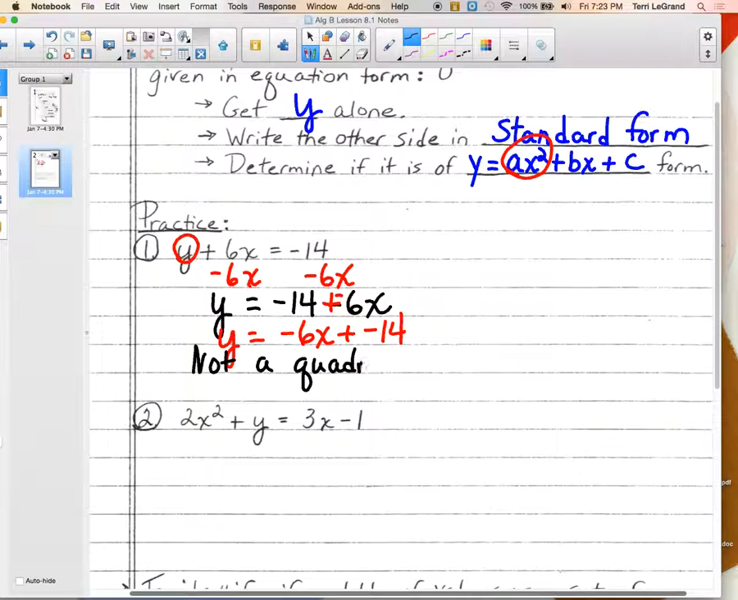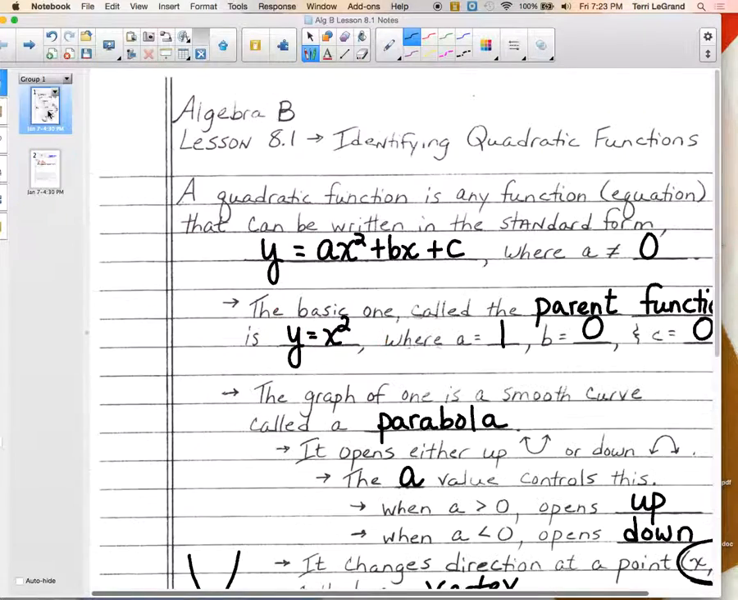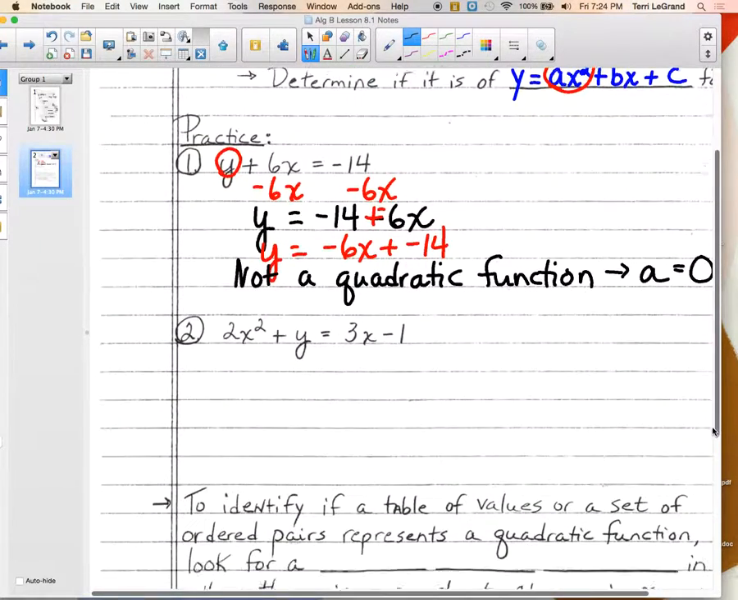What do you think a would have been equal to, to make those x squareds go away? Not a quadratic function. What do you suppose a was equal to? 0, because 0 times x squared made them go away. Not a quadratic function. a is equal to 0. Remember back on the front side we said a cannot be equal to 0. Okay? So, let's move on to our next one here.